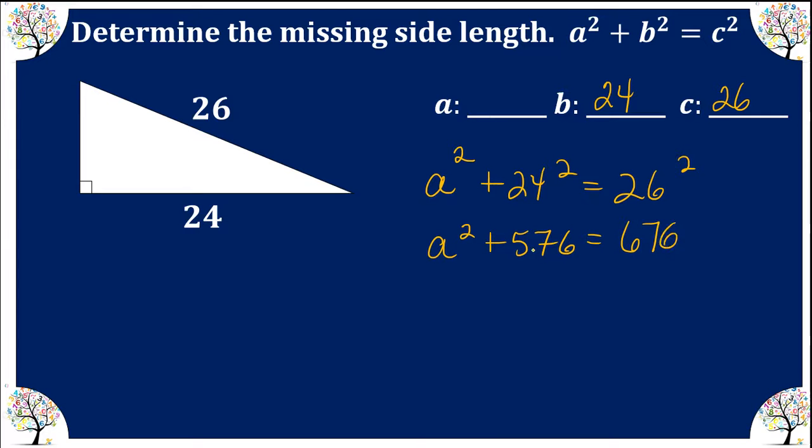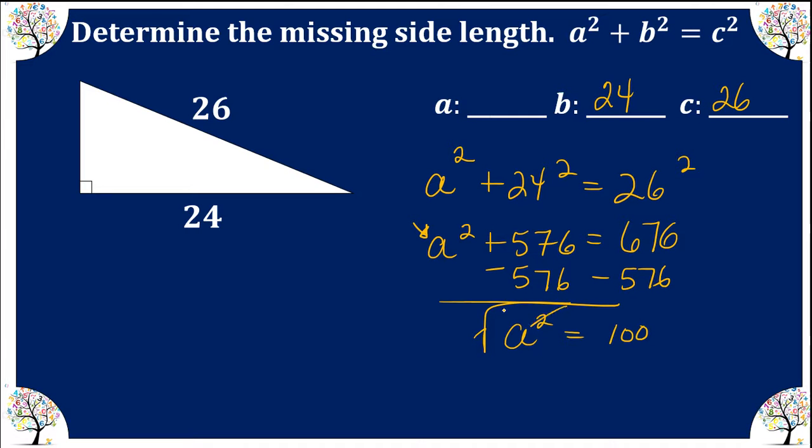We are solving for A, but before we take the square root, we need to subtract 576 from both sides, and we get A squared is equal to 100. We're going to take the square root to undo the squaring, and leg A is 10 units long.